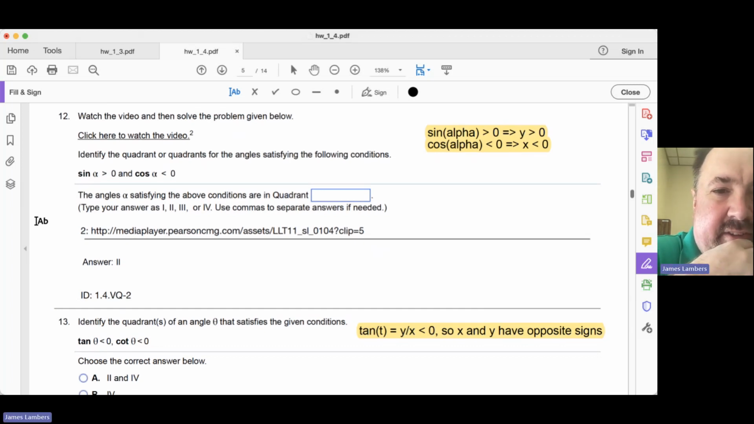Here is, in a sense, kind of the opposite problem. You're given that sine of an angle is positive and cosine of that same angle is negative. Which quadrant are you in?